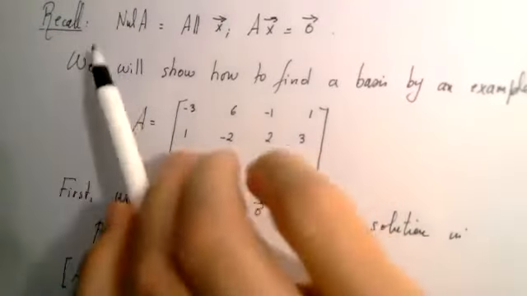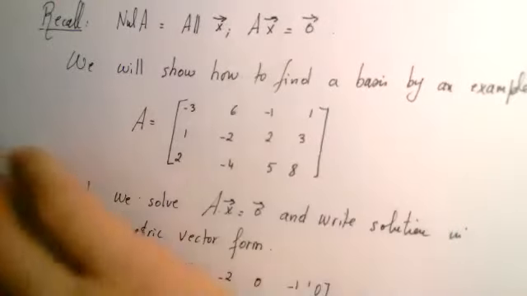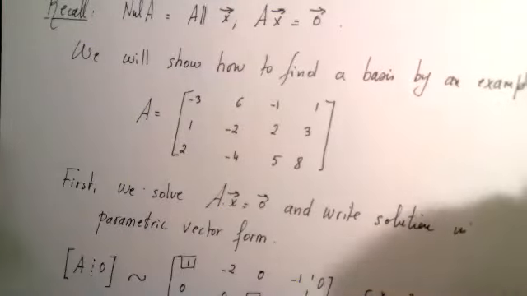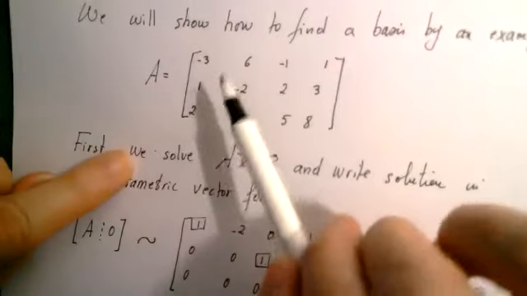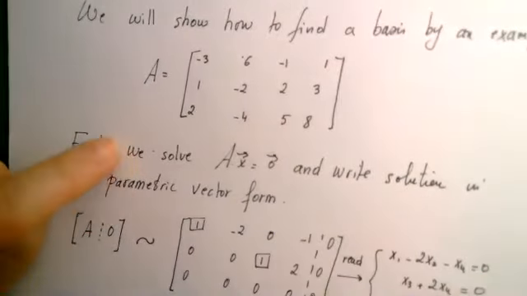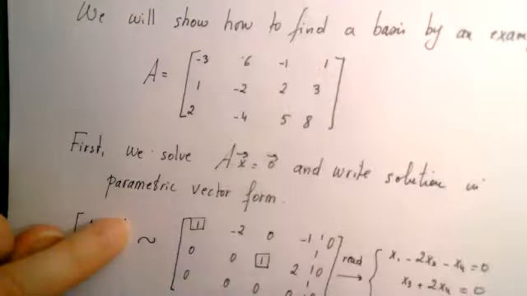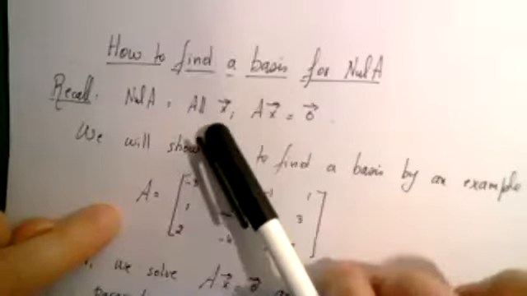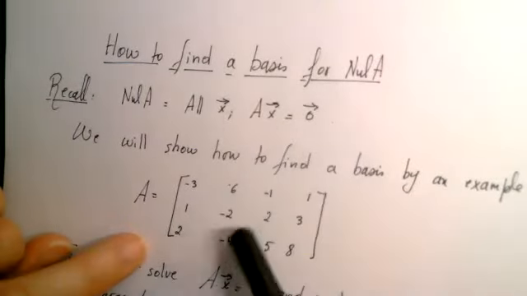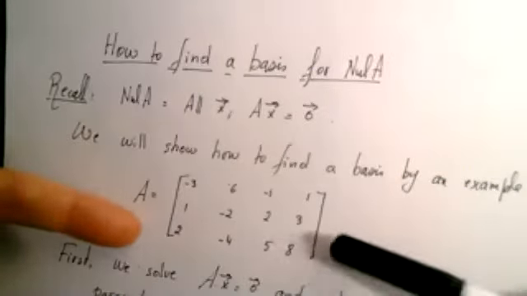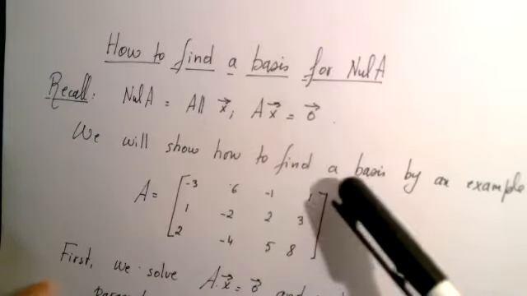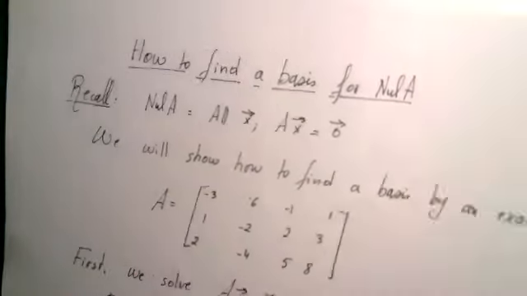So recall that the null space is all the solutions of Ax equal to 0. And what we're going to show is how to find a basis. We'll show you that by an example because that's the easy way. So I have my matrix, minus 3, 1, 2, etc., and we're going to find a basis. To be able to find it, first I need to find those vectors x such that Ax equals 0. I cannot find a basis if I don't know what is in the null space, what type of vector. So step number 1 is we need to solve the system Ax equal to 0.